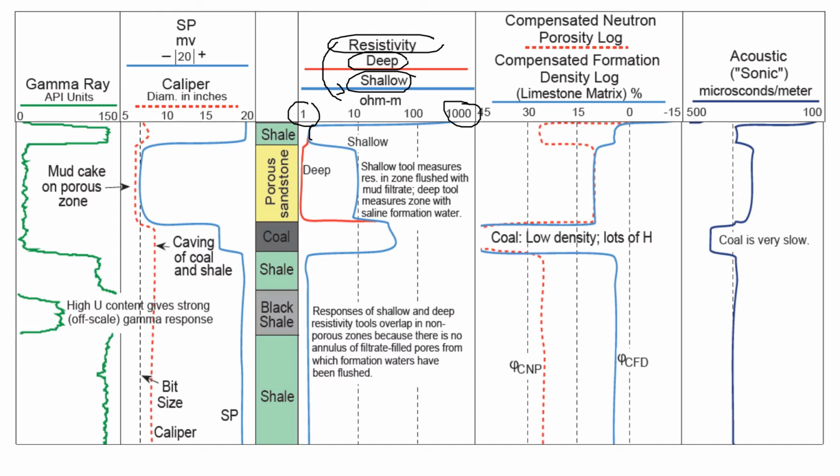In porous sandstone, the shallow tool measures the zone flushed with mud filtrate. The deep tool measures the zone with saline formation water. So the shallow tool measures the mud filtrate zone, but the deep tool measures the saline formation water. Saline formation water is a good conductor and a bad resistor, that is why the resistivity value is low.